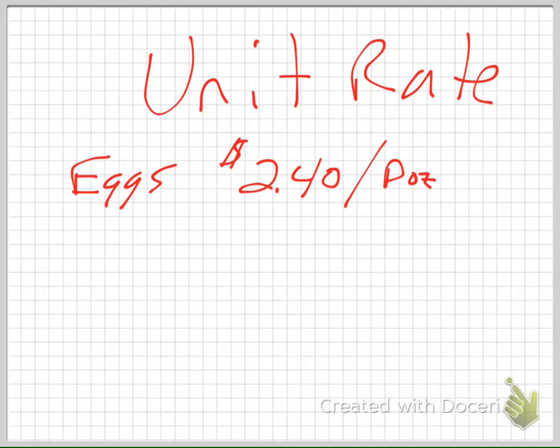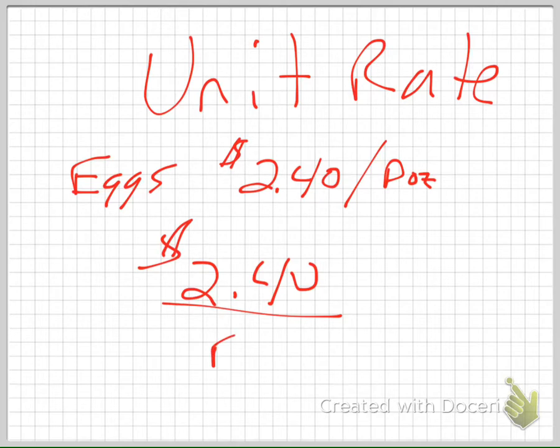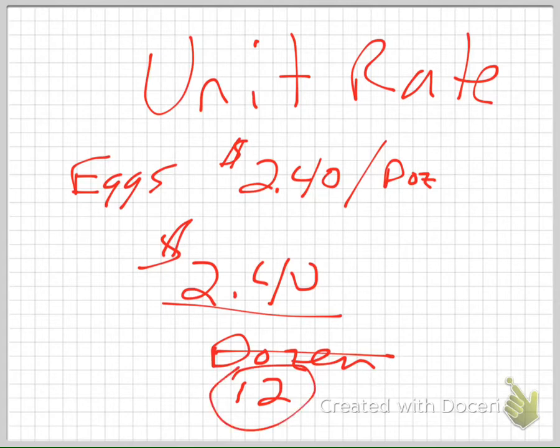So in this situation, you would go, okay, well, $2.40 per dozen. That means $2.40 for every dozen. I'm going to reduce this down to where instead of a dozen, I'm going to put 12, right? And I'm going to reduce this down to where this number is a 1. So I'm going to literally divide 240 by 12. I'm going to divide both the top and the bottom by 12.